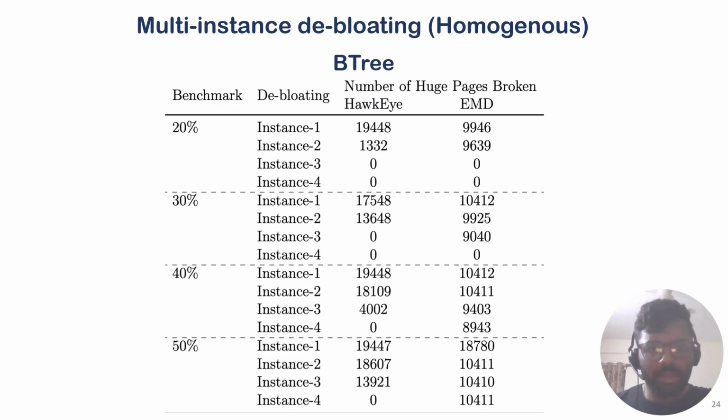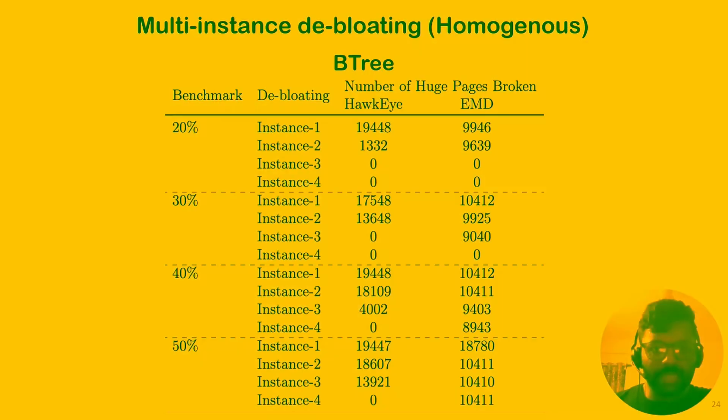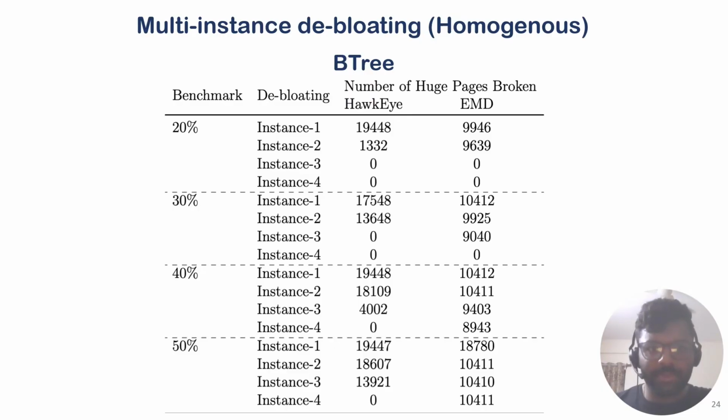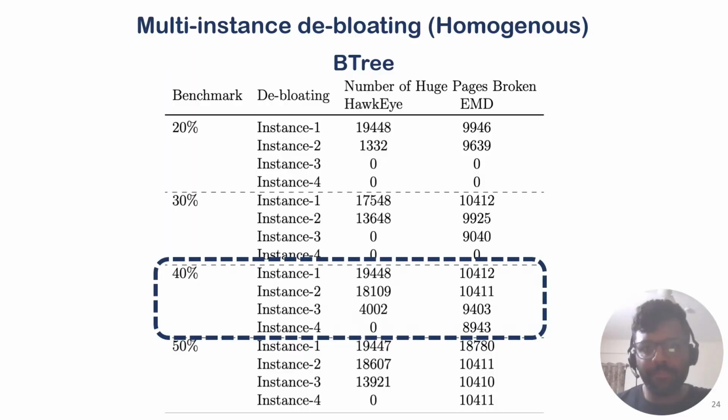In contrast, EMD ensures fairness by judiciously breaking huge pages across all instances. It identifies the most bloated regions across all instances and de-bloats them. For example, in the case of 40% of de-bloating, Hawkeye breaks 47% of the huge pages from instance 1, 44% from instance 2, and 10% from instance 3. It never de-bloats memory from instance 4. In the same scenario, EMD breaks 27% of huge pages from instance 1, 27% from instance 2, 24% from instance 3, and 23% from instance 4, ensuring fair de-bloating across all instances.